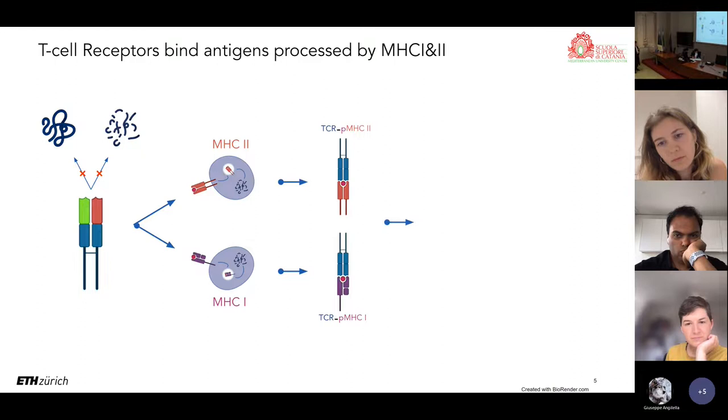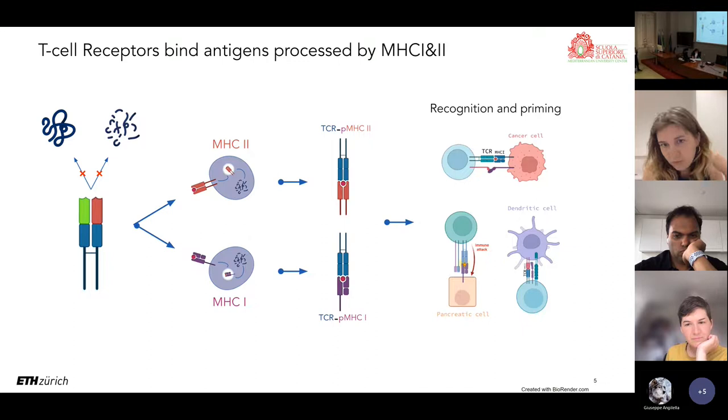Recognition and priming by the T cell of malignant cells, such as cancer cells, or self cells, such as pancreatic cells, is important for immune dormancy, and also for immune activation when they bind to other immune cells, like dendritic cells. They become activated and they can exert fully their function.